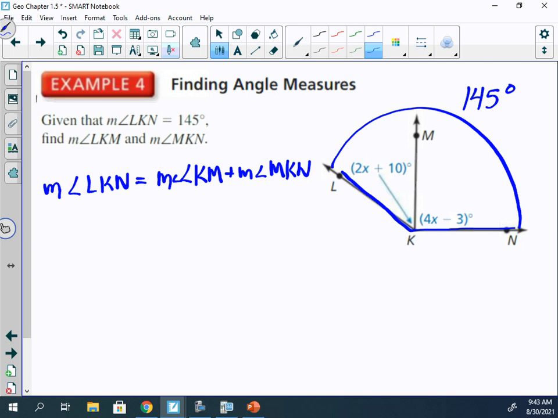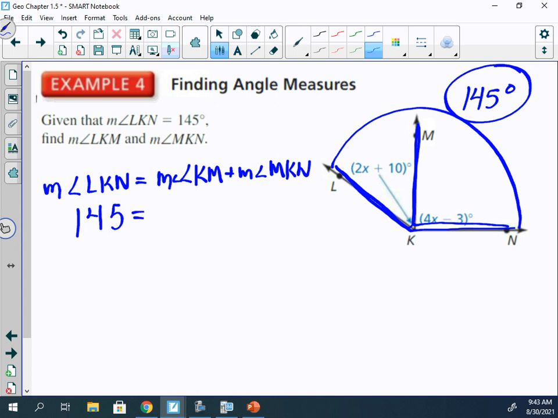Questions on this here so far? So what we're saying is whatever this angular measure is, plus this here will give us 145. These two added together will give us 145 degrees. So they told us the measure of LKN is 145 degrees.